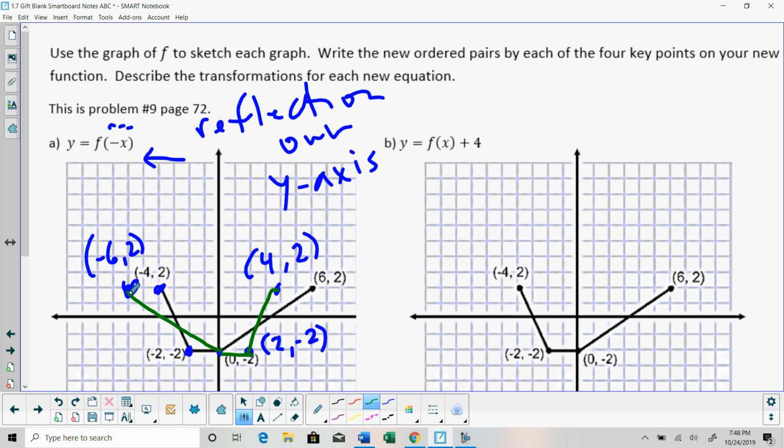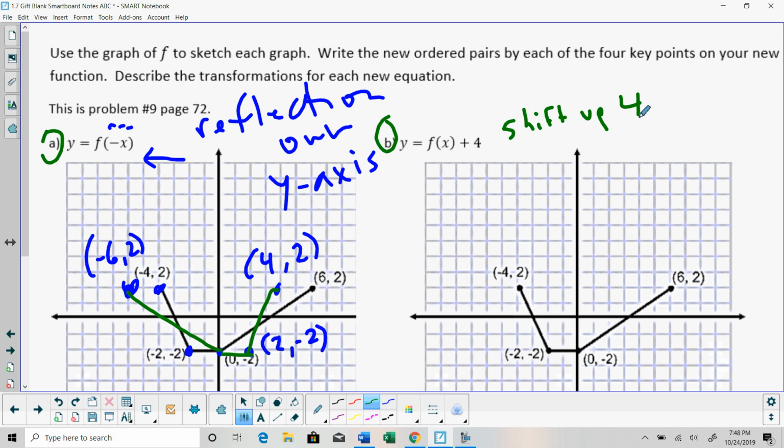All right, let's just do letter B. We're just going to do a couple of these together so you understand what you're doing for your homework. So in this one, if I've got y equals f of x plus 4, we're going to take that same parent function and we're going to add 4 to every f of x value. That means we're adding 4 to every y, which means we are shifting this whole graph up 4 units. That's the transformation that you're going to list. And now we're going to write our ordered pairs.